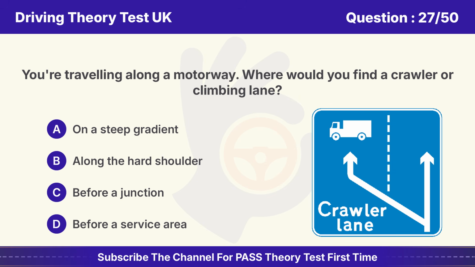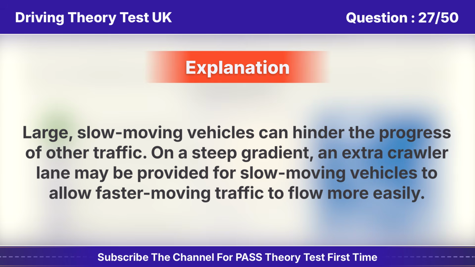Question 27. You're traveling along a motorway. Where would you find a crawler or climbing lane? Answer is A. On a steep gradient. Large, slow-moving vehicles can hinder the progress of other traffic. On a steep gradient, an extra crawler lane may be provided for slow-moving vehicles to allow faster-moving traffic to flow more easily.